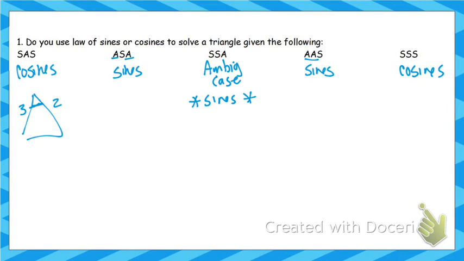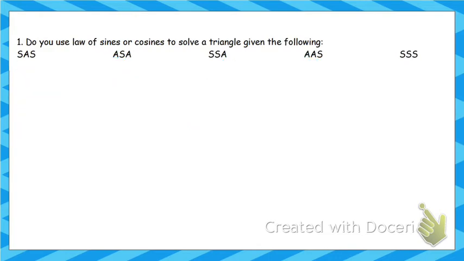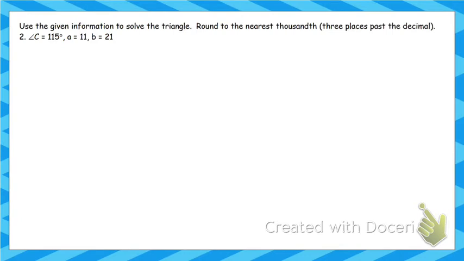So again, we need to make sure we know the difference between angle side angle and side side angle. If you know one angle and two sides, if the angle touches both sides, that's side angle side, and that's law of cosines. If it doesn't touch it, then it's the ambiguous case. So let's start with an example. We're just going to solve these triangles and find our missing pieces.